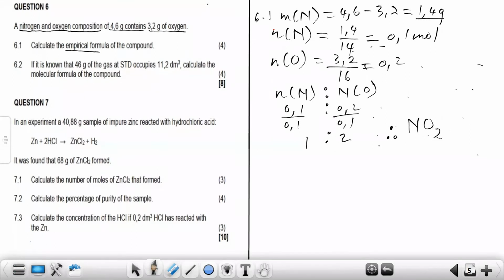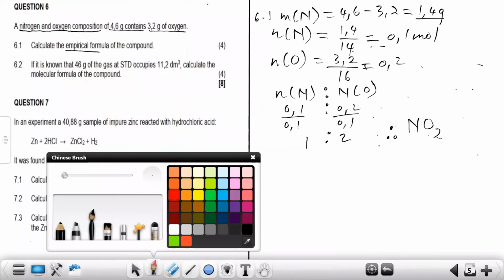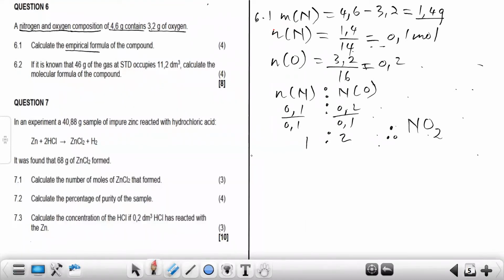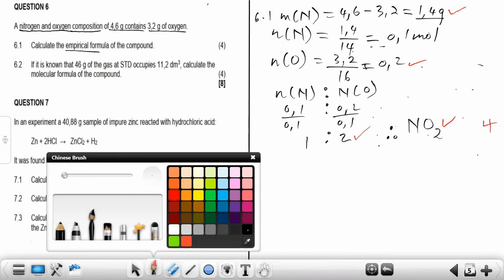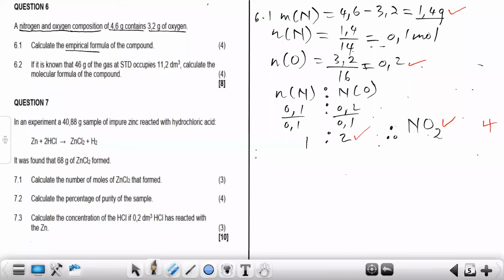And then this is an easy 4 marks. But what makes it more complex was us finding the mass of nitrogen. Then we get a mark also for calculating the moles and then using the molar ratio, and obviously the final answer. This will give us 4 out of 4. Let's quickly go to 6.2.